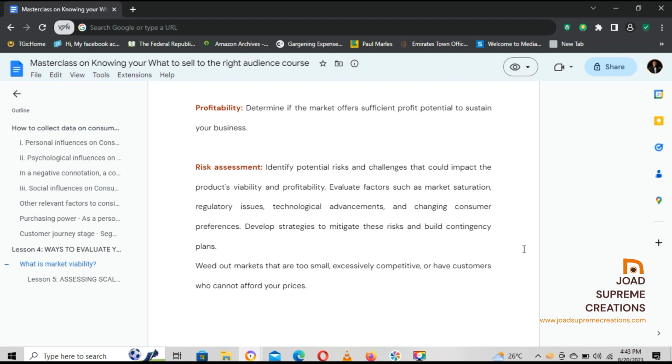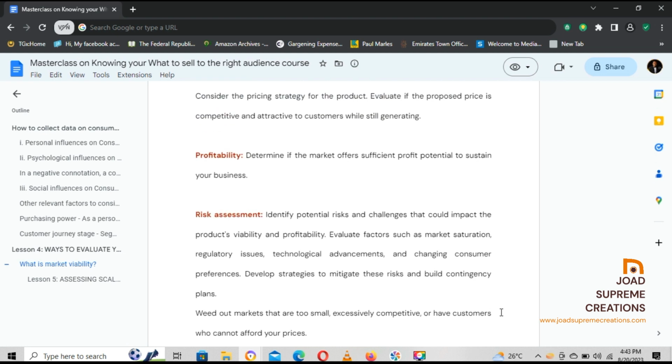If there will be any need for regulatory compliance, you must be up to date. Technology-wise, you must also be up to date. You must be up to date about your business. You don't want to get outdated about current events. That's why you must follow market trends, and what is changing in consumer preferences. All of these things you must get to know about, so that you can develop strategies to mitigate these risks and build contingency plans.